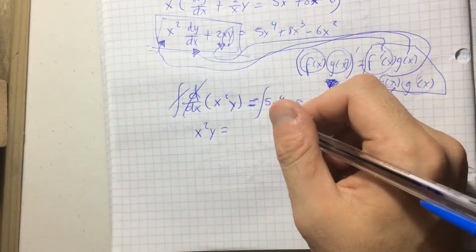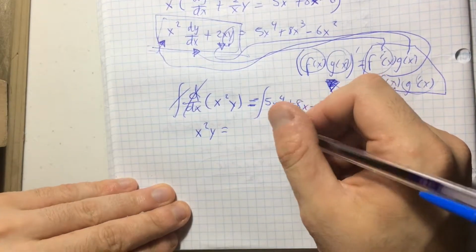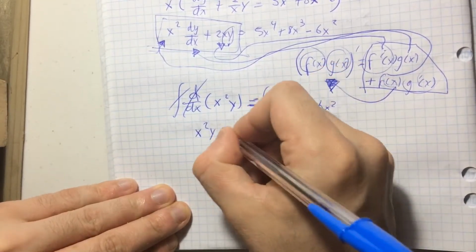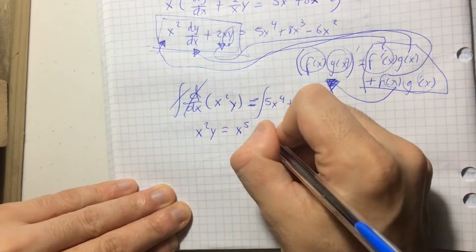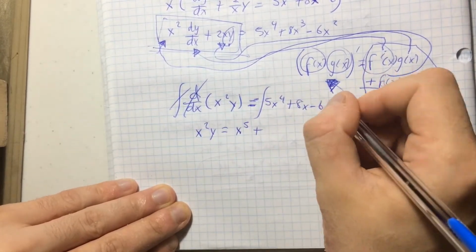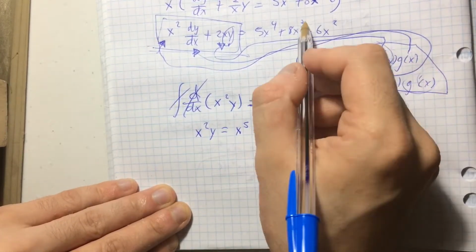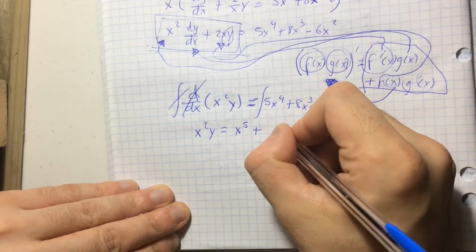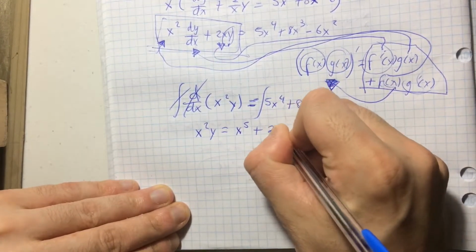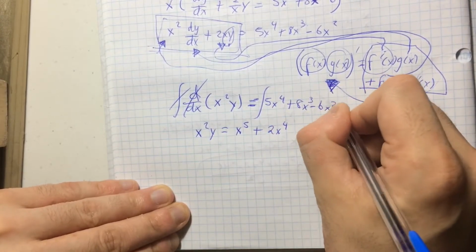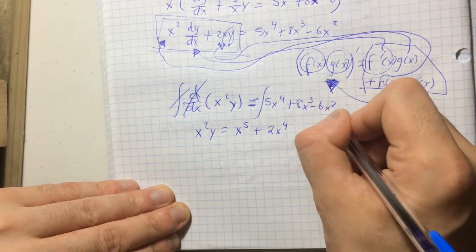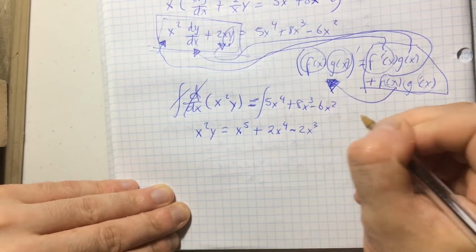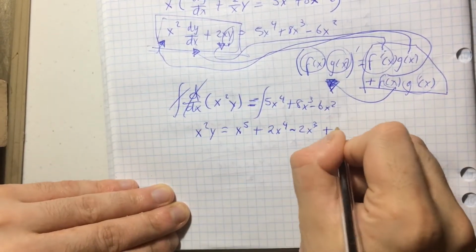Now, this is the easiest integral on the planet, almost, except for e to the x. So how do we do this? Well, this is 5x to the 5 over 5, so that's just x to the 5, plus 8x cubed, sorry, I forgot that. So this is 8x to the 4th over 4, which is just 2x to the 4th, minus 6x to the 3rd over 3, well, that's just minus 2x cubed, plus c.